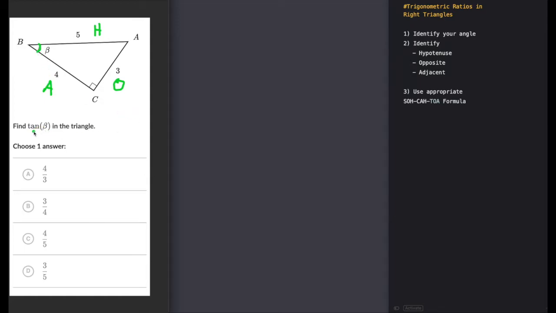Okay, so they want us to find tangent of B. And so if I'm looking for tangent of beta, I'm going to look down here and I'm going to say, well, sine, no, cosine, no, tangent, yes. So tangent, it says opposite over adjacent. So I'm going to say the tangent of beta is opposite over adjacent. And in this case, opposite is 3, adjacent is 4. So my final answer is going to be 3 over 4. That's going to be B in this case. Okay, let's try another.